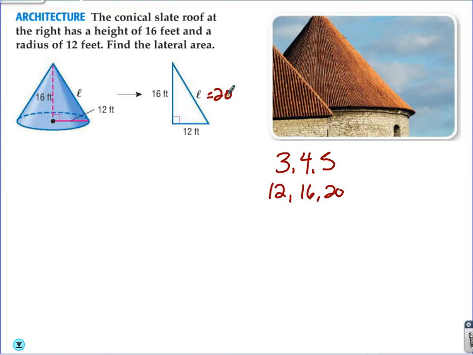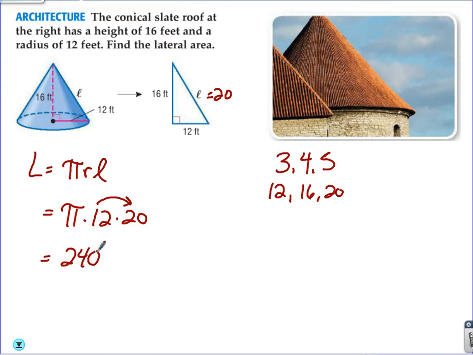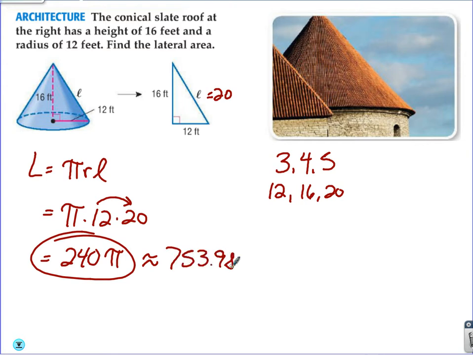So as I say, find the lateral area. The lateral area is equal to pi r L. These are easy. So pi times r times L. Multiply 20 and 12 together, like terms, you get 240 pi. Do you want that as approximate? 240 times 3.14. 753. And that is in feet squared because we're still talking about area.